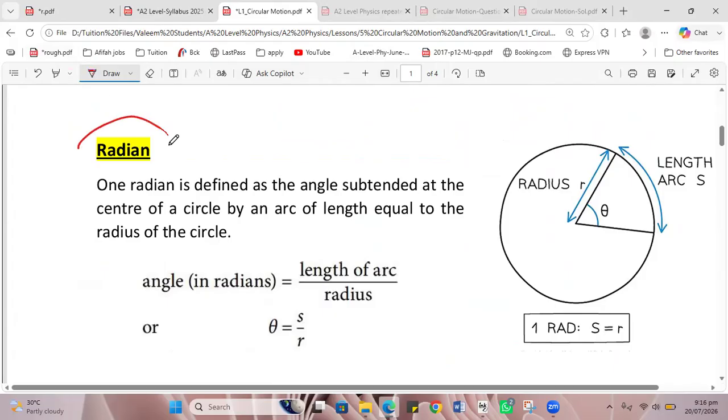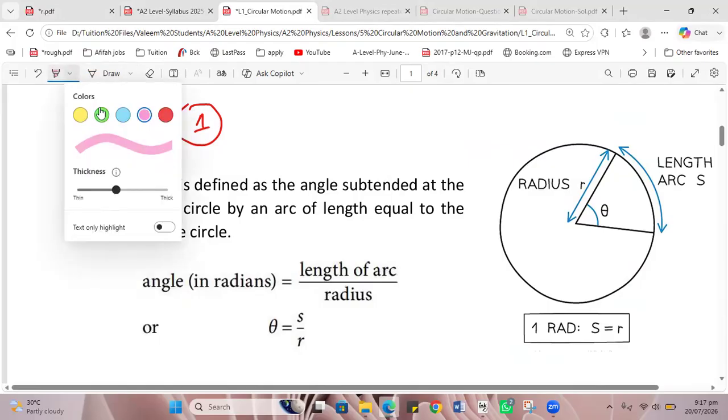Okay, next, radian. I just told you what radian is. Radian is the SI unit for angular displacement. Now, radian has a definition that usually comes in your A2 exam as a 1-mark question, right? Definitions are very mark-gaining questions. So please be very good with your definitions, because definitions are something where you can easily score marks.